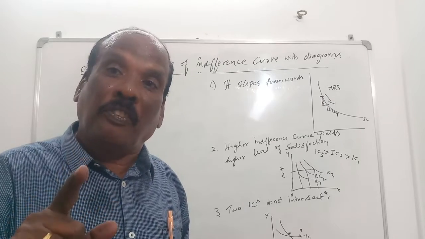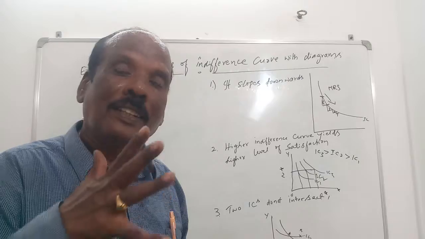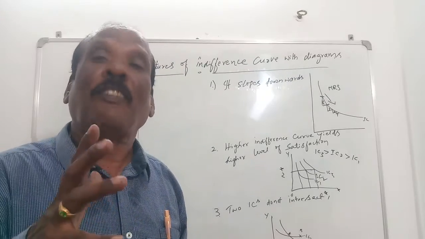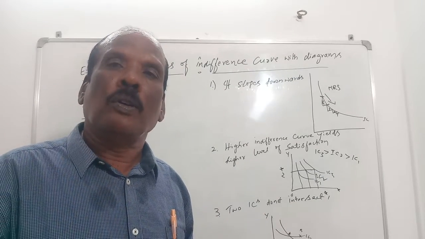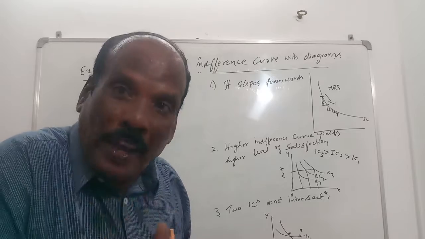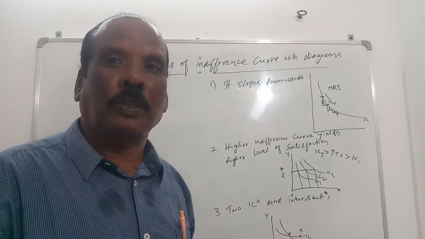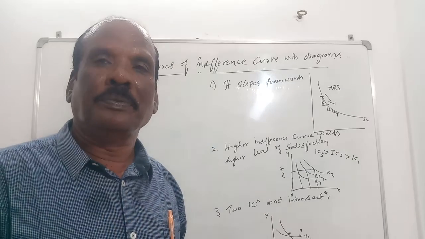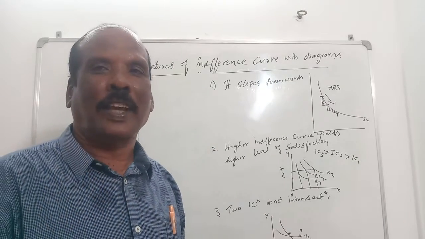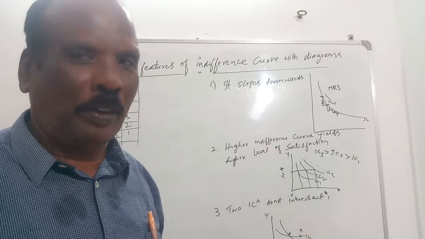This monotonic preference, it is a psychological set of mind of the consumer which inspires him to move to the higher indifference curve which yields higher level of satisfaction. This is called monotonic preference.